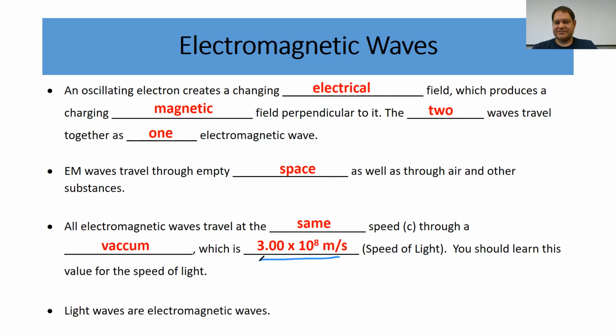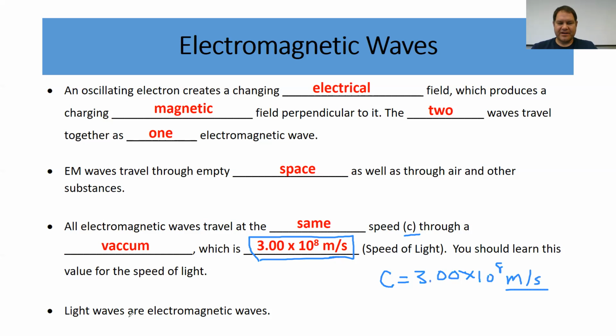So I really need you to know this value, the speed of light of 3.00 times 10 to the 8th meters per second. The speed of light is symbolized by the letter C. So when you see C, we're talking about the speed of light, 3.00 times 10 to the 8th meters per second, okay? And so that's the units of light speed, all right?